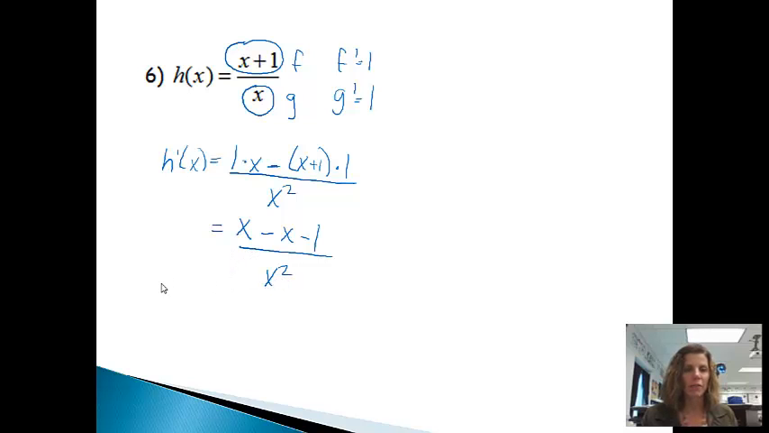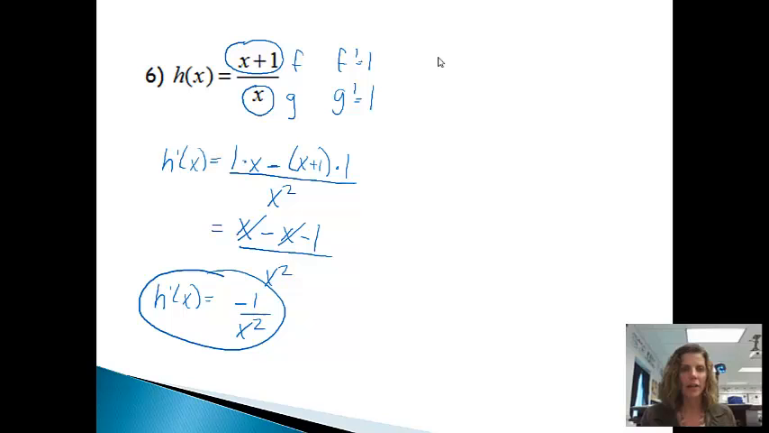And then from here, if I just clean things up, the x's cancel out. I'm going to end up getting negative 1 over x squared. So that is my answer. I do just want to show you real quick if I would have done this problem the other way that we did it in a previous lesson. I just want to show you either way is right, and you'll get the right answer either way.